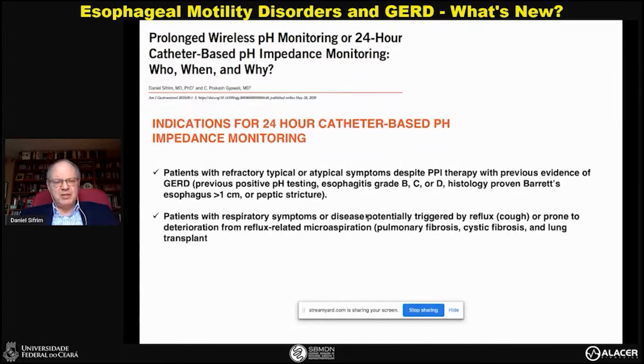Second indication, patients with respiratory symptoms or a respiratory disease that is potentially triggered by reflux. For example, cough, or a respiratory disease that is prone to deterioration from reflux-related microaspiration. This is very typical in pulmonary fibrosis, cystic fibrosis, and after lung transplantation. In these cases, the best technique is impedance pH metry rather than pH metry, because non-acid reflux is very common and aspirated.